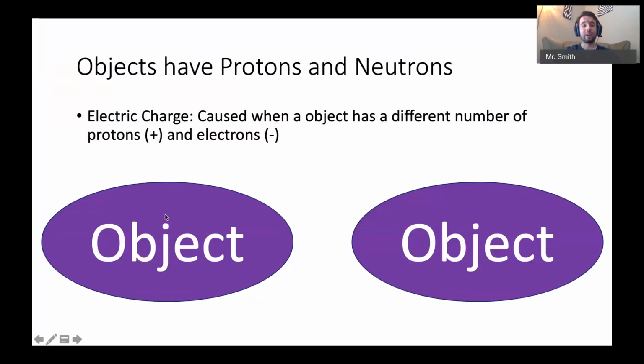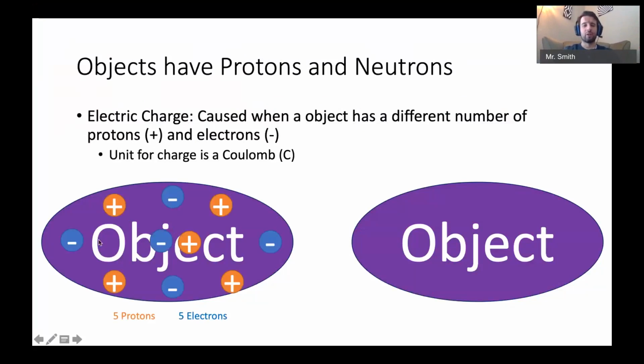So an object might have 5 pluses and 5 negatives, or 5 protons in orange here and 5 electrons in blue here. And this would be a neutral object because the total number of positives is the exact same as the total number of negatives. So you'll see down here I wrote neutral object. Now, keep in mind, if the object only had 5 protons and 5 electrons, it would be the size of an atom. So most objects have trillions and trillions of positive protons and negative electrons.